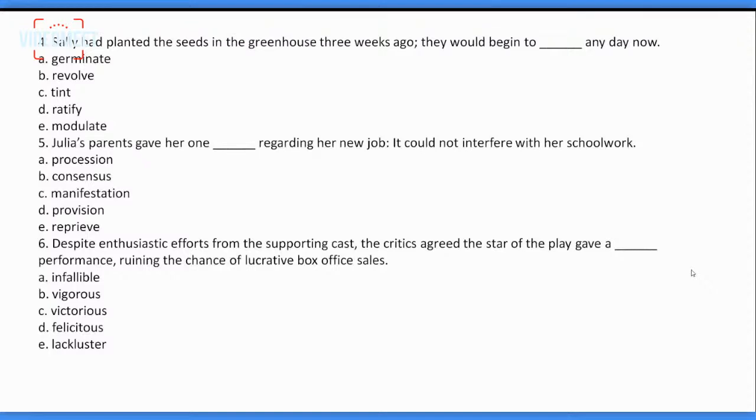Fourth: Sally had planted the seeds in the greenhouse 3 weeks ago. They would begin to dash any day now.